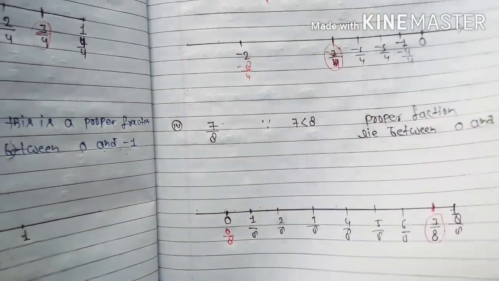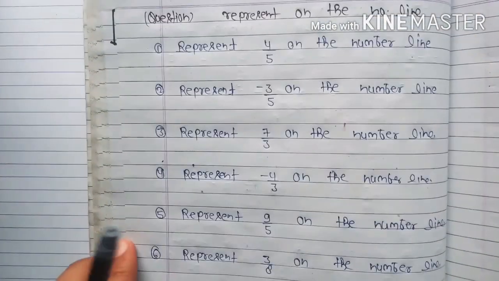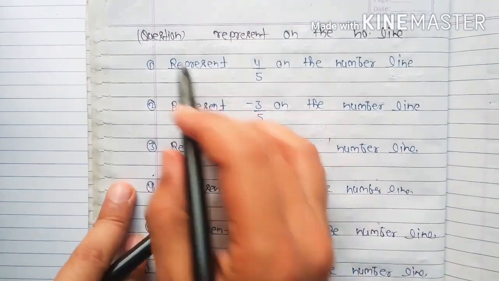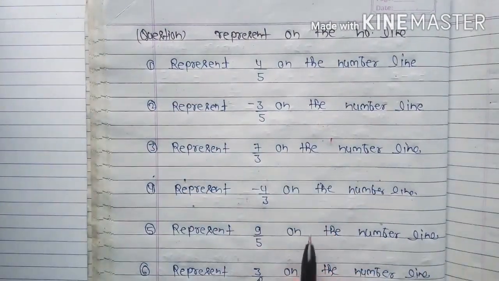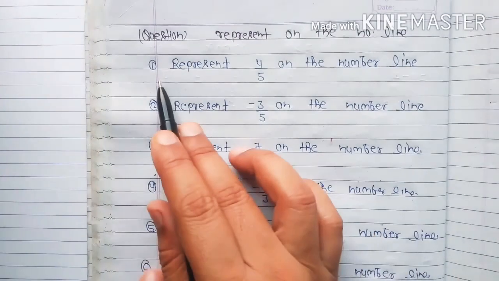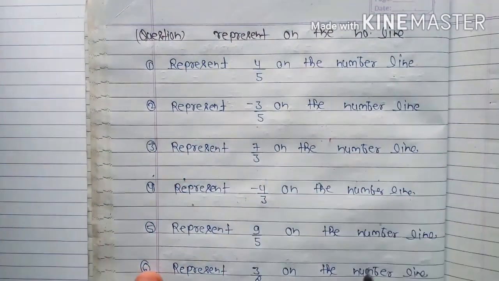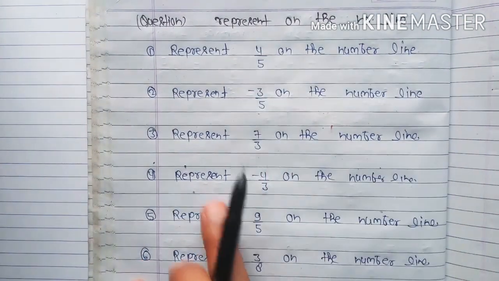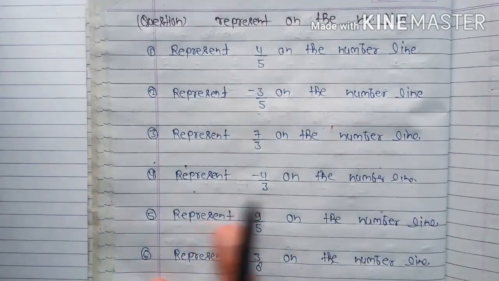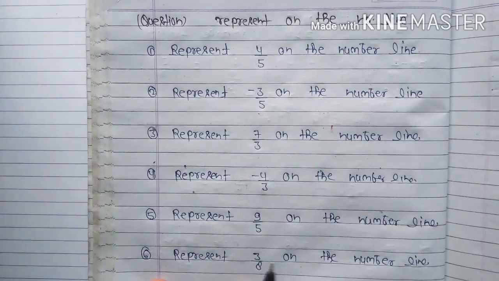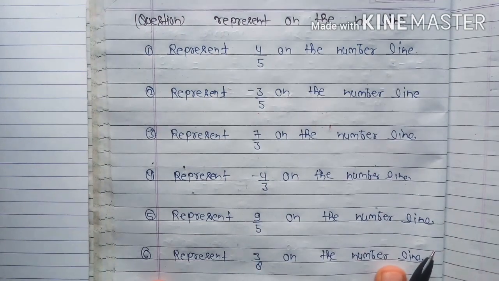So student, there are some problems for your work. Question: represent on the number line the given rational numbers. First, represent 4 by 5 on the number line, represent minus 3 by 5 on the number line, represent 7 by 3 on the number line, represent minus 4 upon 3 on the number line, represent 9 upon 5 on the number line, and represent 3 by 8 on the number line.